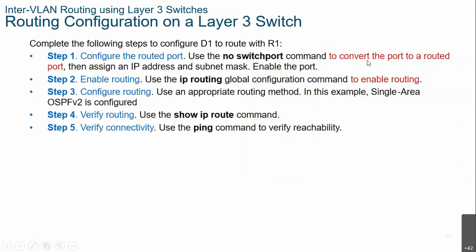Okay, so we have to convert the port to a routed port and then assign an IP address and a subnet mask to it. Then enable the port. Then you have to enable routing. Use the ip routing global configuration command to enable routing. Remember, by default, the switch is working like a switch. It is a layer 3 switch. It has the capabilities, but it doesn't do that yet. You have to enable it.